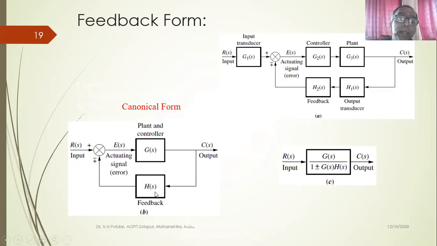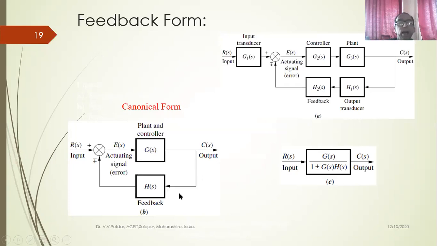Now in this representation, I have a single block in the forward path and a single block in the feedback path. I call this block diagram representation the canonical form of a block diagram. Remember this: in the canonical form of a block diagram, there is a single block in the forward path and a single block in the feedback path.